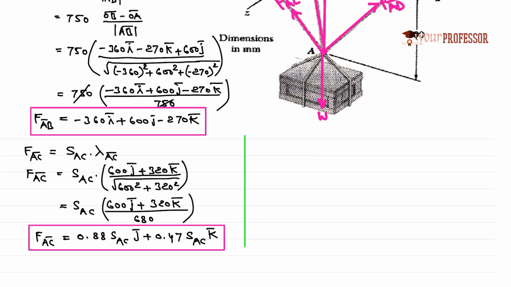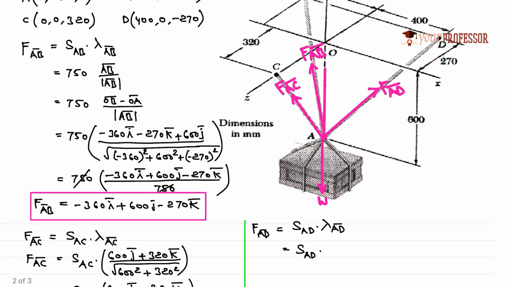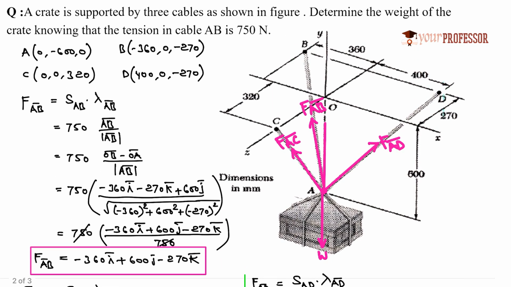Now let's find the force vector which is along AD, nothing but FAD bar. FAD bar is equal to the tensile force along AD multiplied by lambda AD bar. The tensile force along AD is an unknown value, so I will keep it as it is. Lambda AD bar is nothing but OD bar minus OA bar divided by modulus of AD bar. So OD bar means 400 I bar plus 0 J bar minus 270 K bar. From that you need to subtract A, which is nothing but 0 I bar minus 600 J bar plus 0 K bar. So if we do that, 400 minus 0, nothing but 400, right?